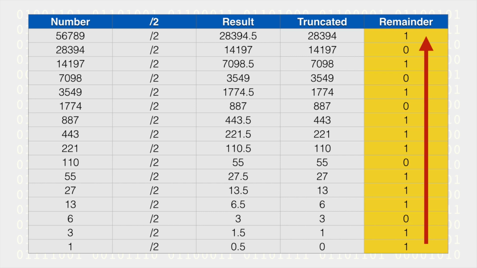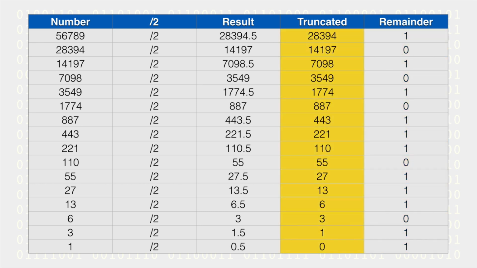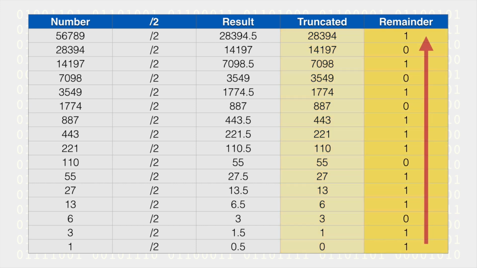Just keep working down until that truncated section equals zero at the very bottom. Once you have that, you know you're complete. Go back to your remainder section, go from the bottom up to the top, and you can get the binary equivalent of the decimal number.